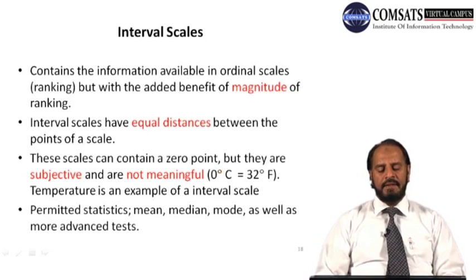So the interval scale can sometimes have a 0 in it, but it will mean different things for different types of data. If the data is in centigrade, then 0 is equivalent to 32 degrees Fahrenheit. The kind of statistics you can do using interval scales is you can generate mean, median, mode, as well as advanced statistical tests.